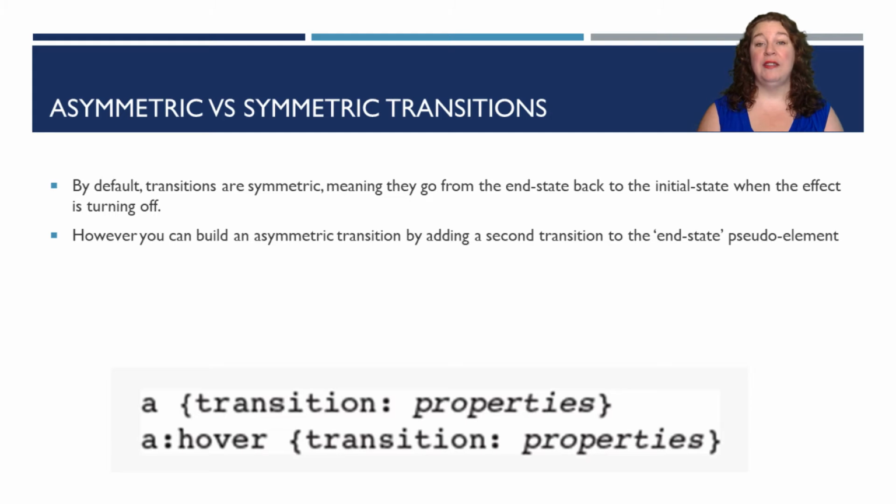Most transitions are symmetric, meaning they go to the end state and back to the initial state when the effect is turned off. So as you hover over it, it goes to the end state. When you unhover and go back to the original, it does the exact same thing in reverse. However, you can set up an asymmetric transition if you add a second transition to the end state pseudo element. Remember, we only have to add transition to the element itself, and then the pseudo element is where it goes to, and then it'll come back. But if you add a transition to your pseudo element, so your hover, then it will follow that one whenever it tries to go back to the original state. So I could say go from red to green in my first transition, and then from green to blue in my second transition, or something along those lines. So I could change different things as things go on.